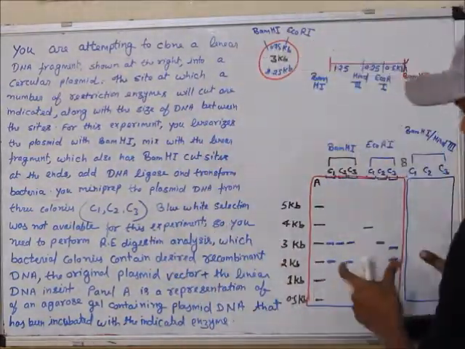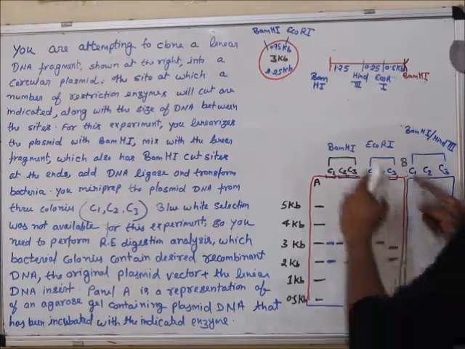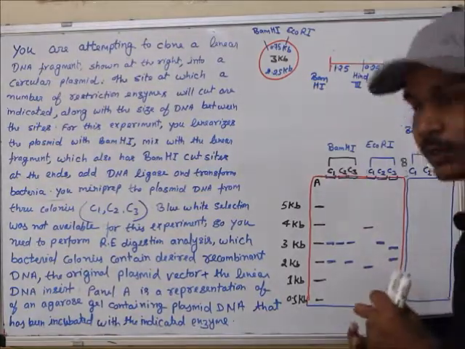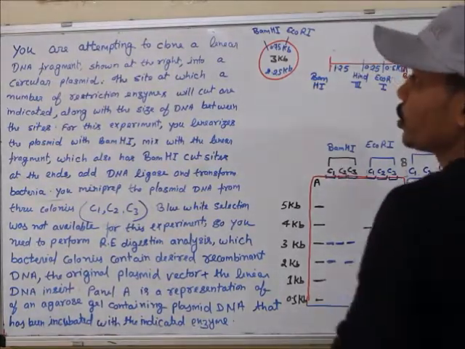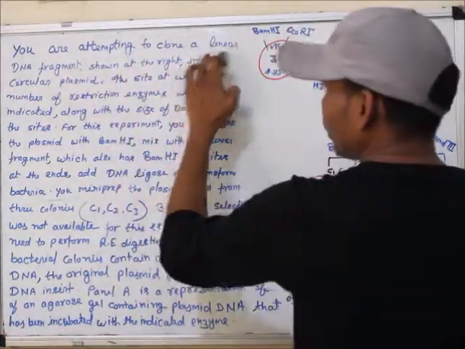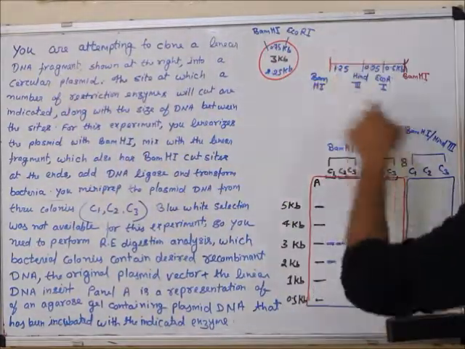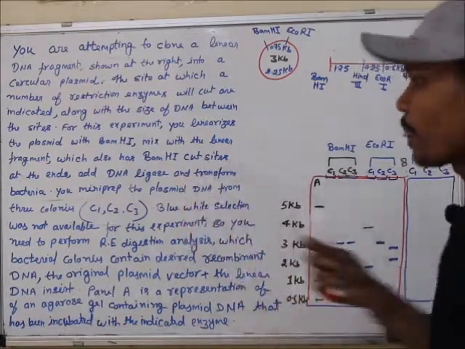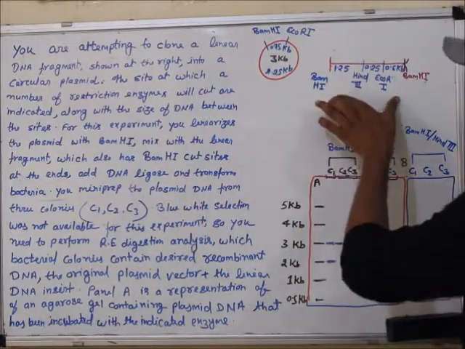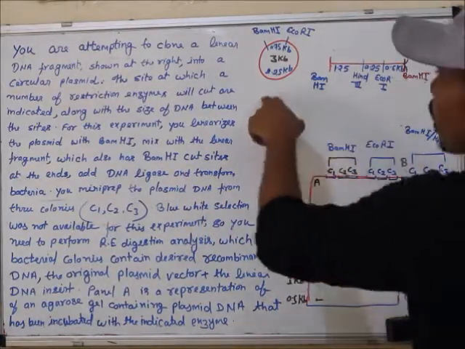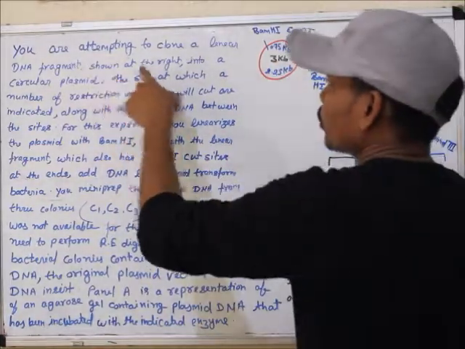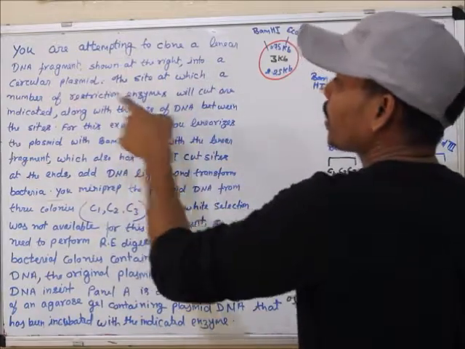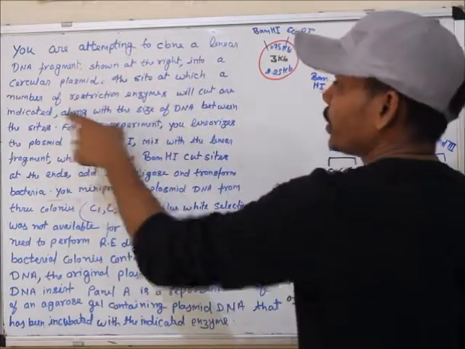Okay, this is the gel, and this is the plasmid, this is the DNA fragment. The question says you are attempting to clone a linear DNA fragment. This is the linear DNA fragment, as in the same question I described before this lecture. So this is the linear fragment you want to clone into the circular plasmid shown at the right. The sites at which a number of restriction enzymes will cut are indicated.